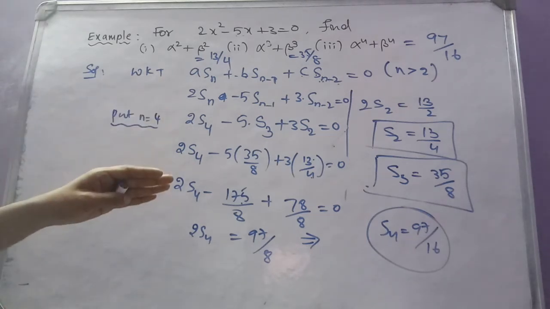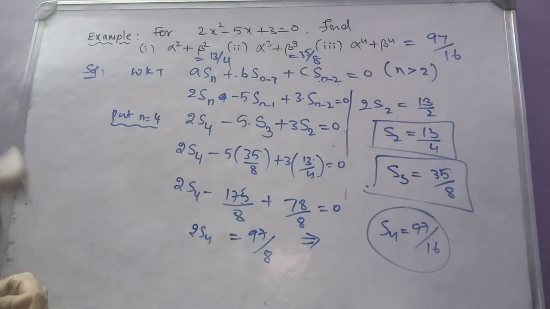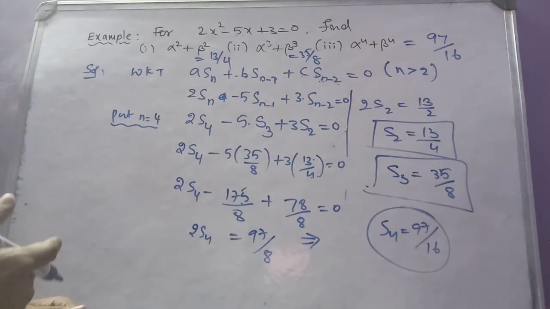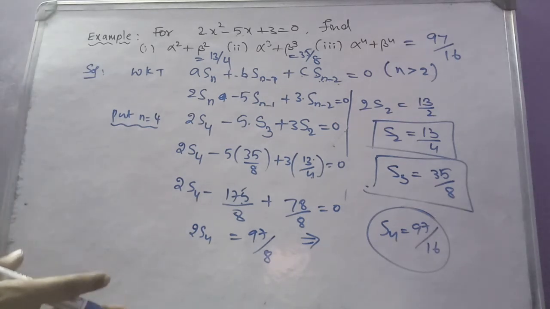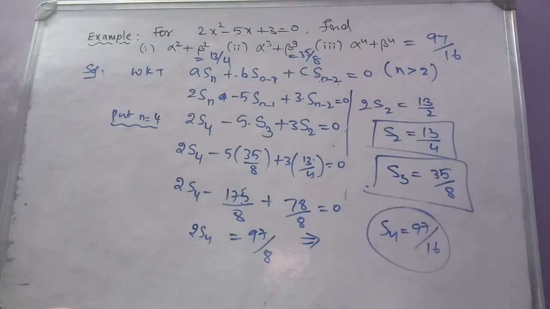Even though it is lengthy and tedious, we can easily get the values of alpha power 6 plus beta power 6, alpha power 7 plus beta power 7, and so on. Because we cannot remember identities for every symmetric function, right? What is alpha power 8 plus beta power 8? What about alpha power 9 plus beta power 9? They are tedious. If you use Newton's theorem in those cases, it is easy to find the values. Okay, so this is the advantage of Newton's theorem, dear students.